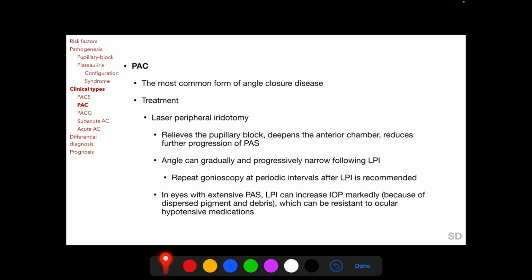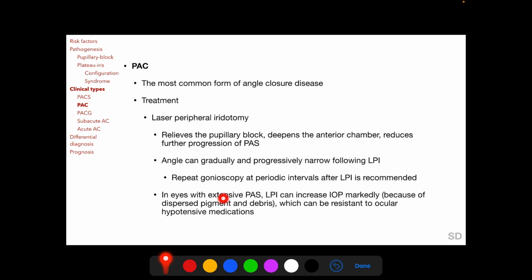And there are two treatment options to open the anterior chamber angle, along with medications to lower the intraocular pressure as required. The first treatment option to open the anterior chamber angle is LPI, which, as we have mentioned, relieves the pupillary block and deepens the anterior chamber, thus reducing further progression of peripheral anterior synechia. But after LPI, the angle can again gradually and progressively narrow with time because of increase in the anteroposterior thickness of the crystalline lens, so repeat gonioscopy at periodic intervals is recommended following LPI.